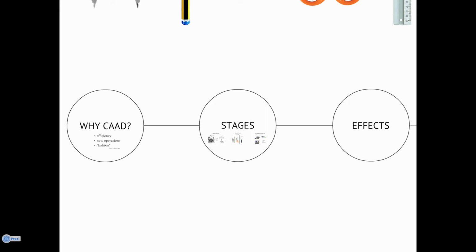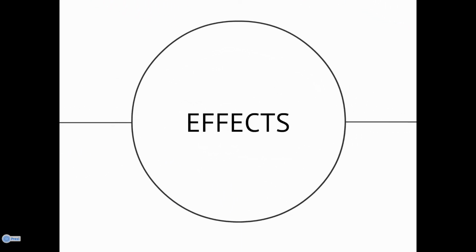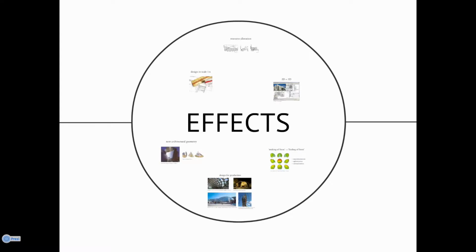Now, next I would like to talk about the effects that the digital tools have on the design process itself. This may, of course, vary depending on the involvement of the technology in the design process, as well as the background of the architect and the project itself. However, I try to identify a few of these general ideas, and I will present them to you.